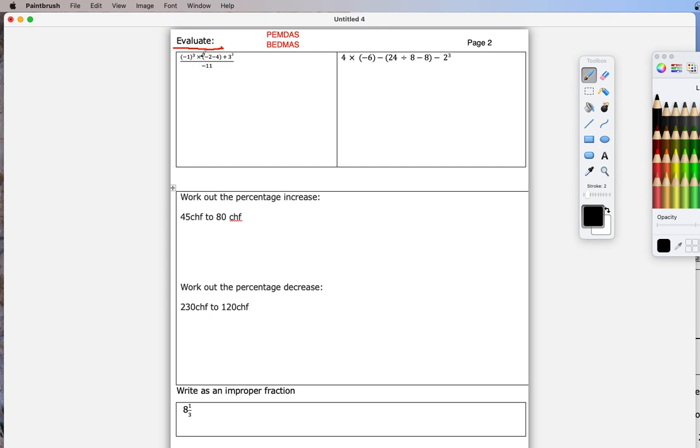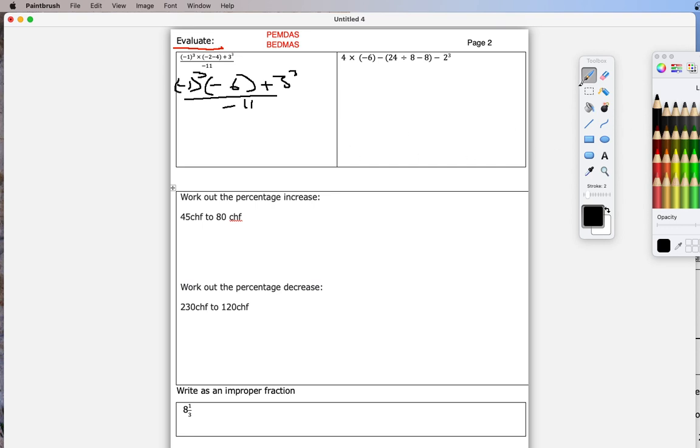So if I look at the first one here, what can we do first? Well, we have multiplication and adding, so I have to do the multiplication first, but I should do the brackets first, shouldn't I? So what's -2 subtract 4? If you use your calculator, you should get -6. So -6, and I have -1 cubed, plus 3 cubed divided by -11. Okay, so that's my first step.